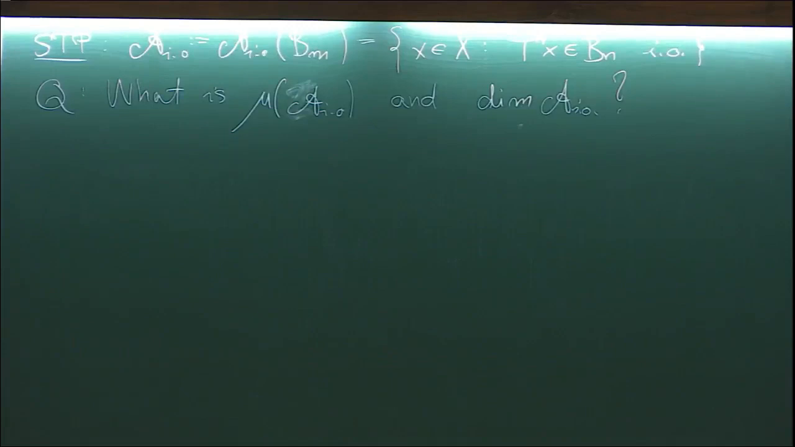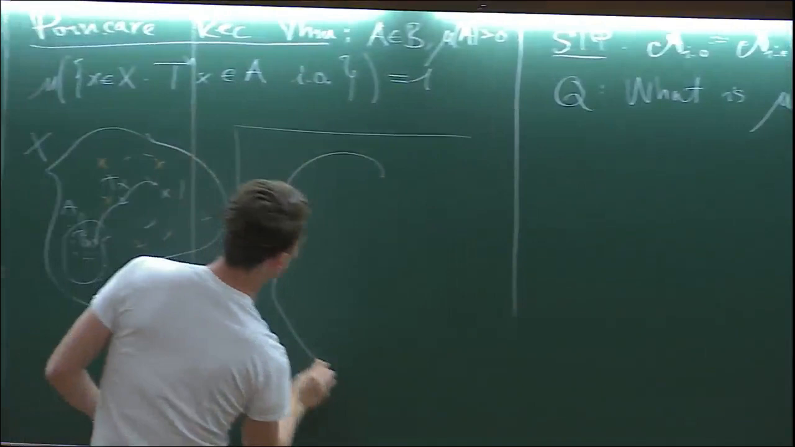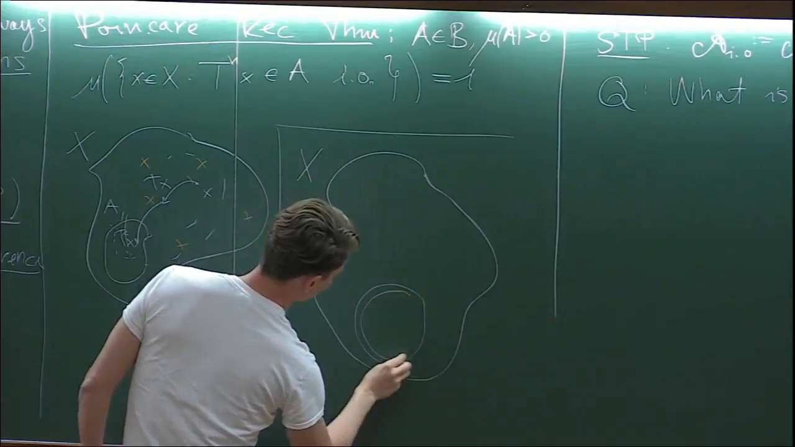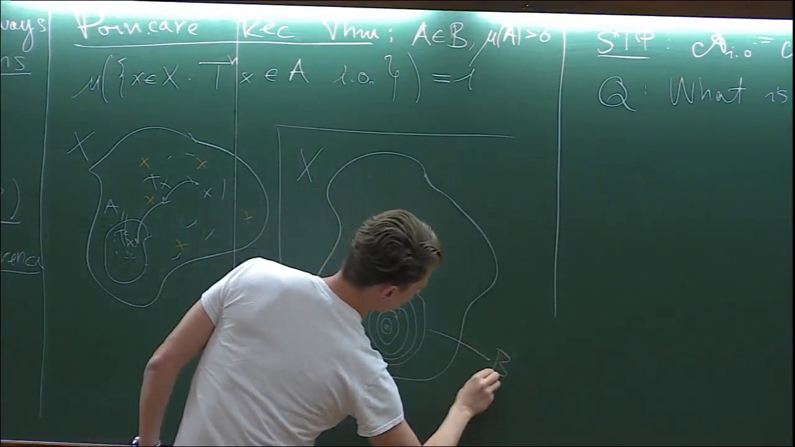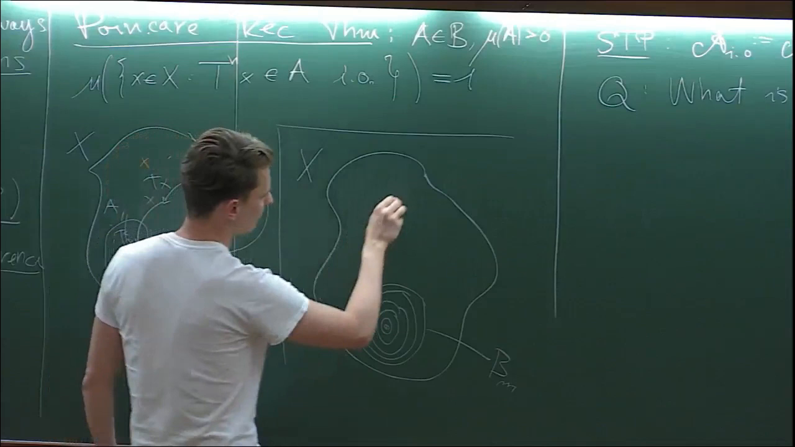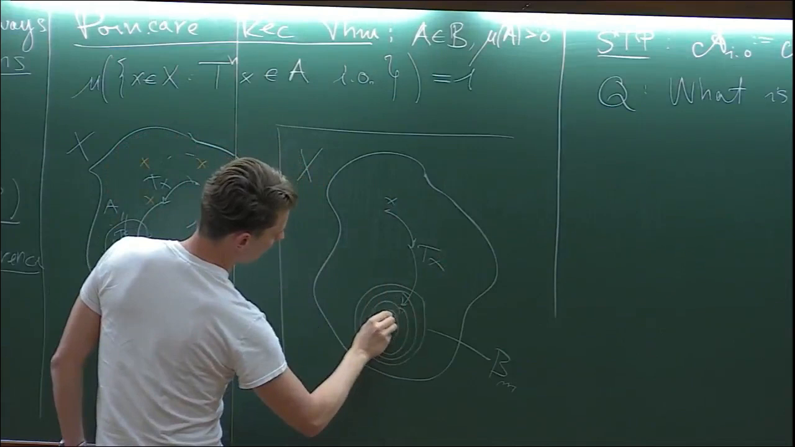Okay, so what does this look like in a picture? Well, the picture looks somewhat the same. We still have our space X. But now instead of a fixed set, we have a sequence of sets that are all contained in each other, and they get smaller and smaller. So these are my B_m. And then I want to find out whether when I start at a point x and I start jumping along the orbit under T, will I hit these targets infinitely many times?